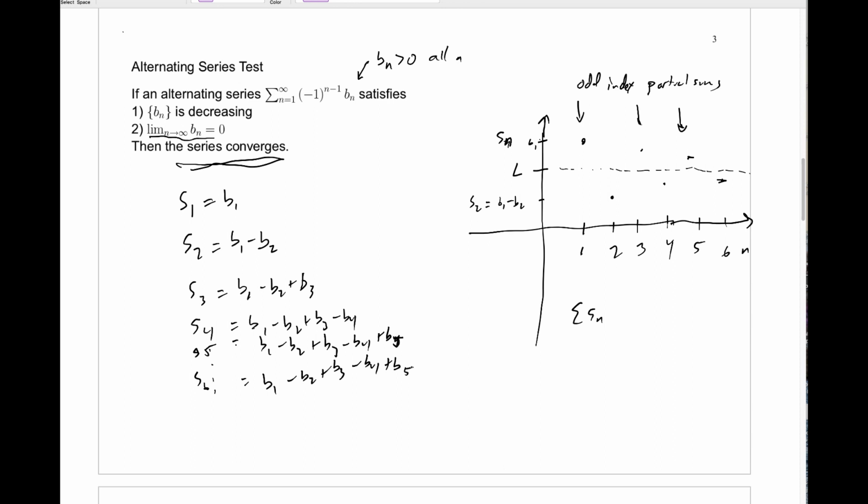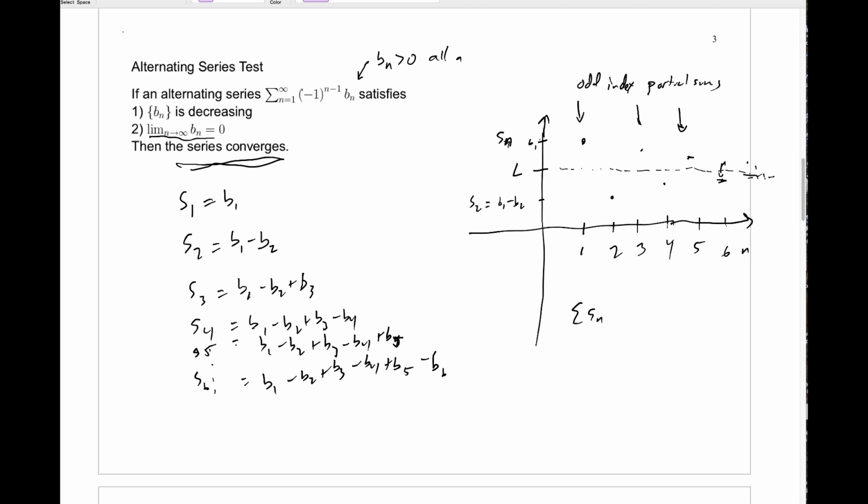This is plus b5 minus b6. So notice that to get from s5 to s6, to get from the vertical coordinate here to here, this difference here is exactly b6. When I go to the next one, the difference here will be b7, etc. If the b's get closer and closer to 0, then these get tighter and tighter together, and we'll get closer and closer to this number L in the middle. Eventually, they'll settle in and get arbitrarily close to L.